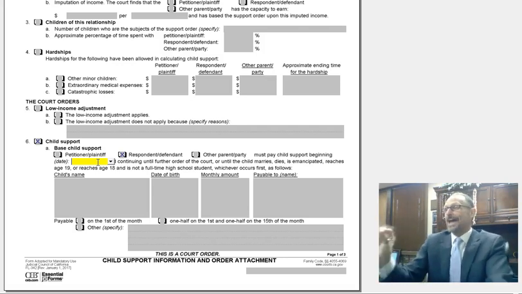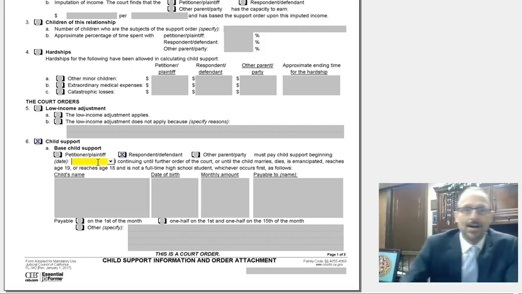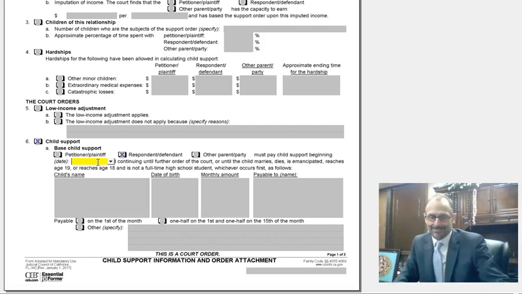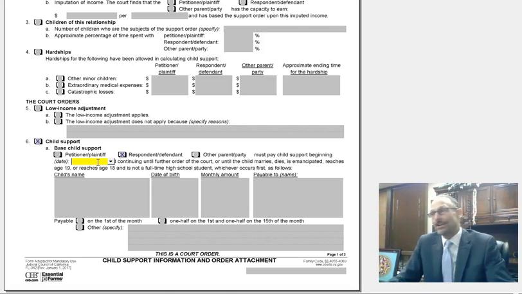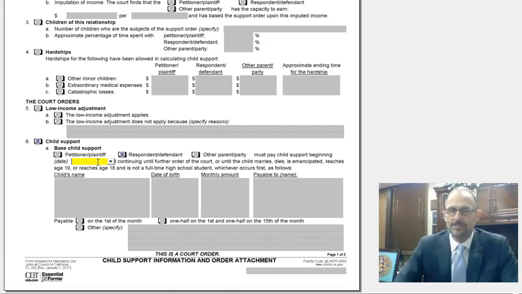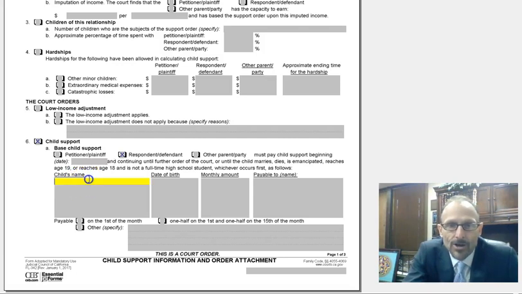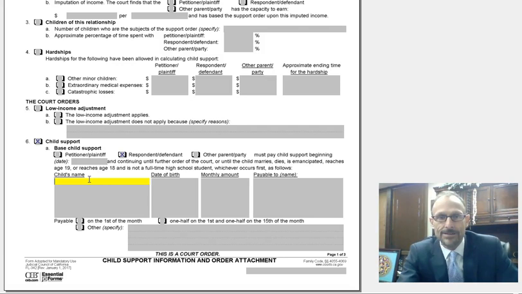But you can pick an arbitrary date if both parties agree to it. And obviously, if you pick a date 2 months ago and no child support has been paid, then theoretically the payor, whoever's paying child support, owes 2 months already. So if you wanted to just start now, then start on the first day of the next month. All right, below that, so make sure you put a date in there is my key. You must have a commencement date.